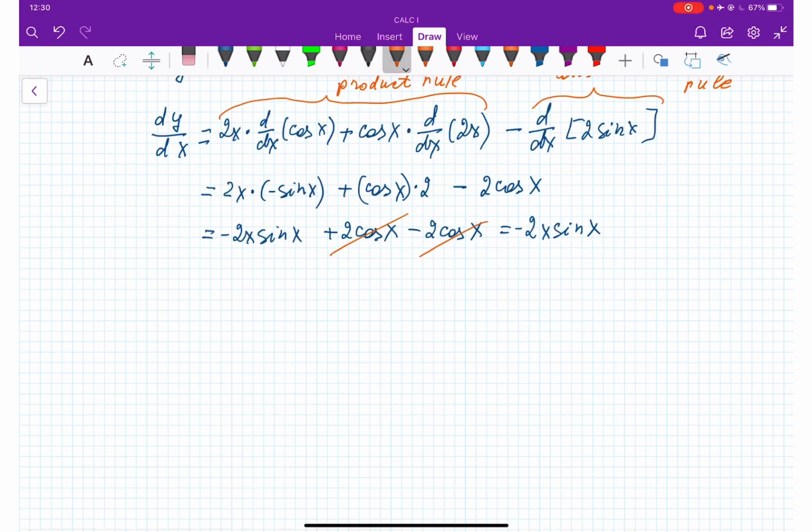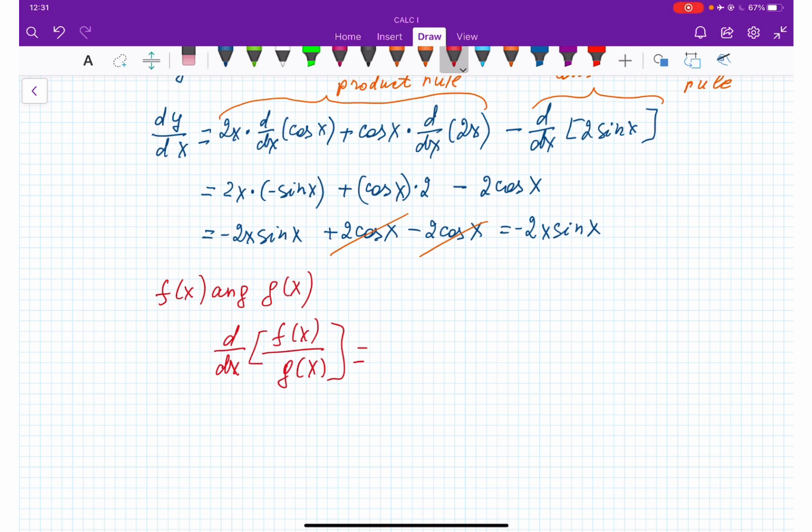Okay, moving to quotient rule. Quotient rule says that if we have two functions, f of x and g of x, and both functions are differentiable, then derivative of a quotient, f of x divided by g of x, is going to be equal to derivative of first function multiplied by second function minus derivative of second function multiplied by first function, and all that divided by square of the second function, which is the denominator.